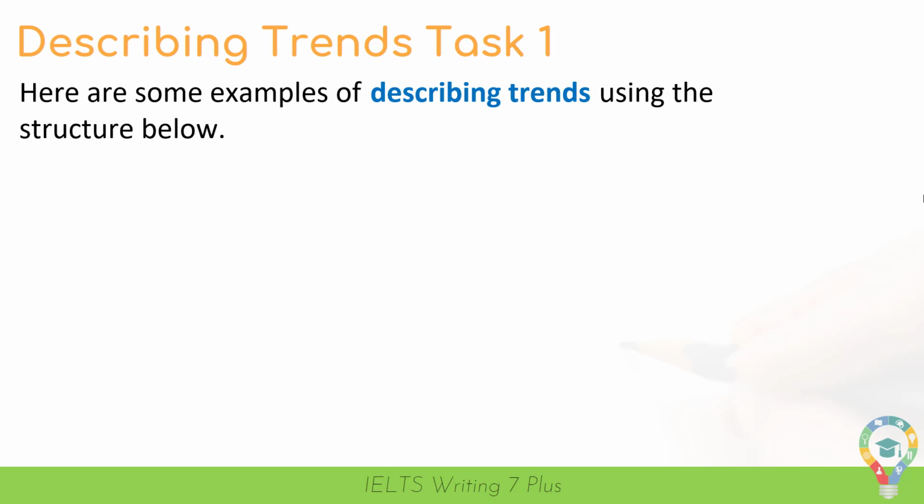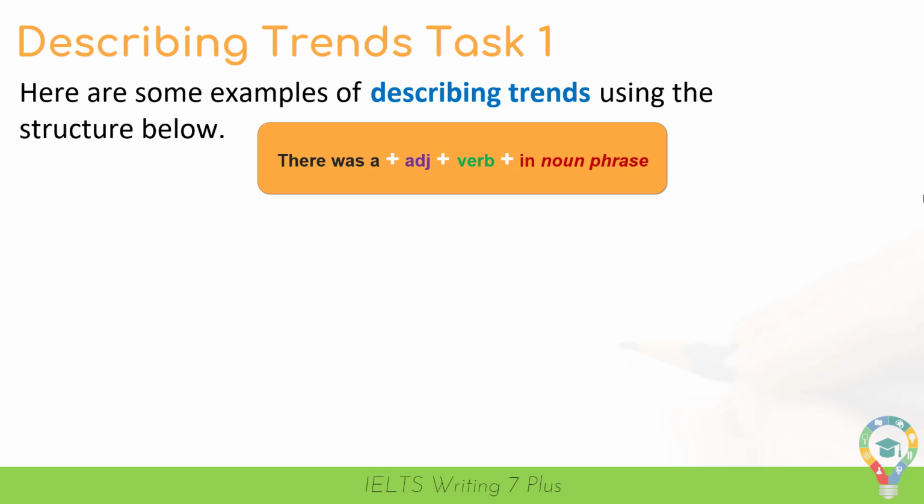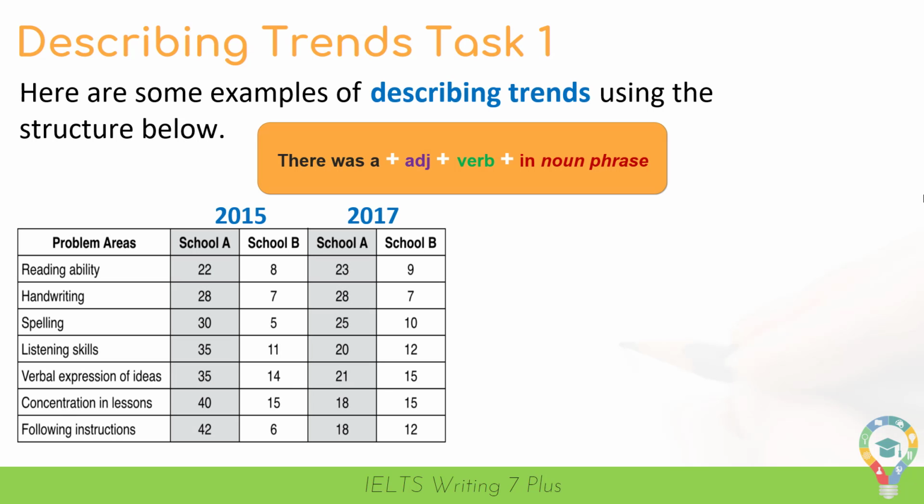But I also have more examples to show you against previous Task 1 questions. So here are some examples for describing trends using this structure here. And here we have a table. So it seems to be showing problem areas in two schools by percent over a 2-year period, 2015 and 2017. So let's begin here with listening skills in School A. So in 2015, 35% had a problem with listening skills, whereas in 2017, that number dropped.